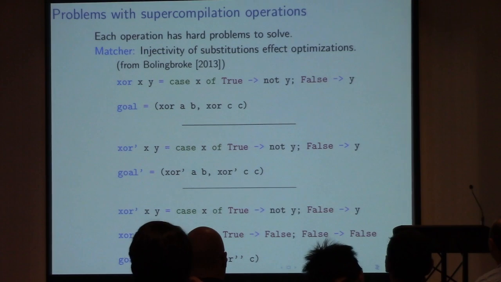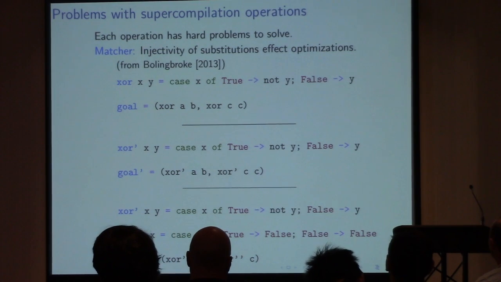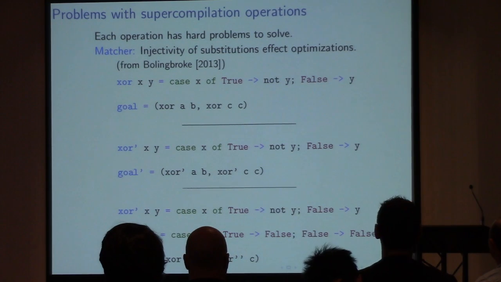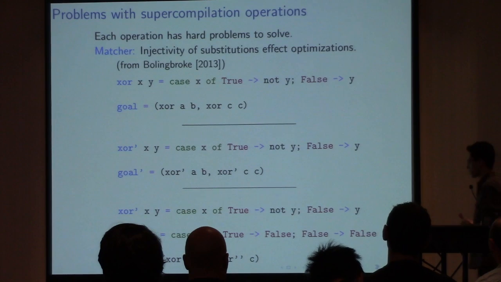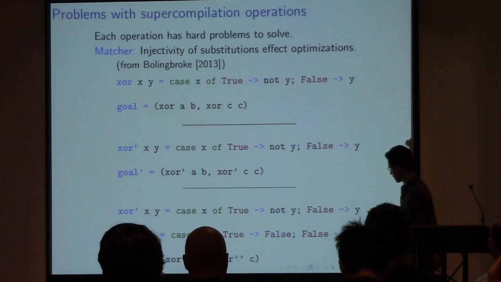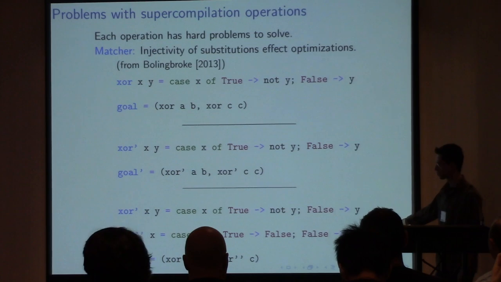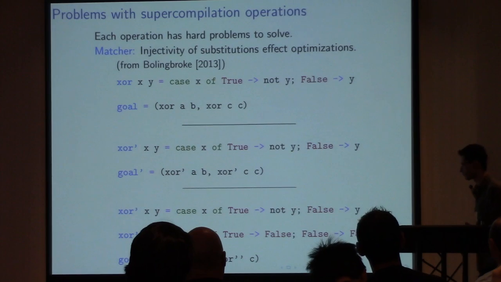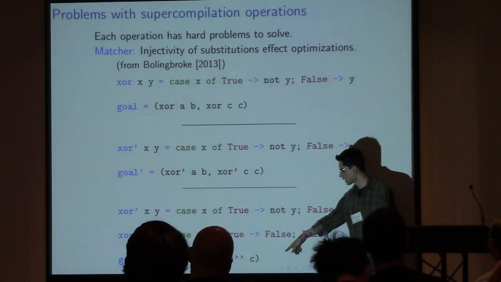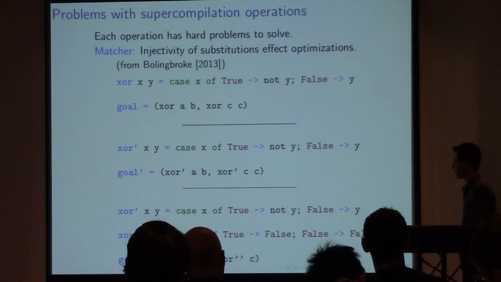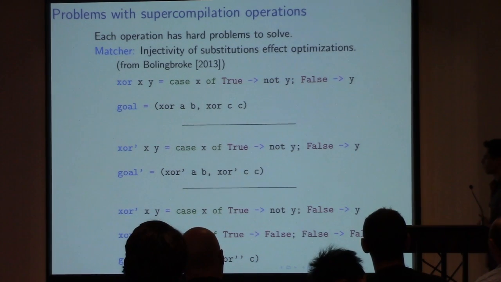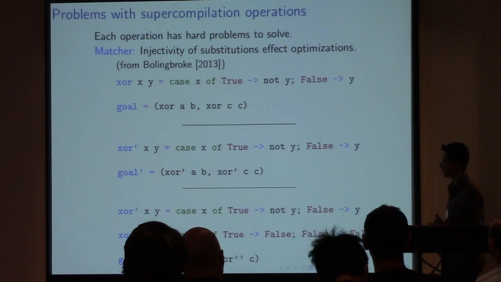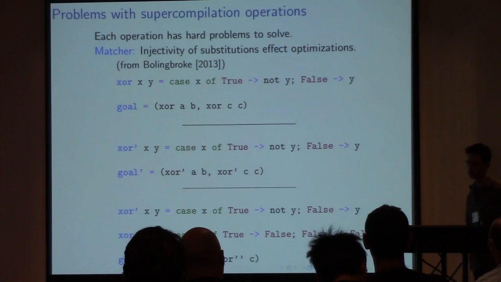But if you force the supercompiler to generate injective substitutions, then this is how it goes. In this case, we have a new definition of XOR, which is optimized for the same first and second arguments. Because in this case, the matcher can tell us that this term doesn't look similar to one of the terms we compiled before, because we can't write C for two different arguments.